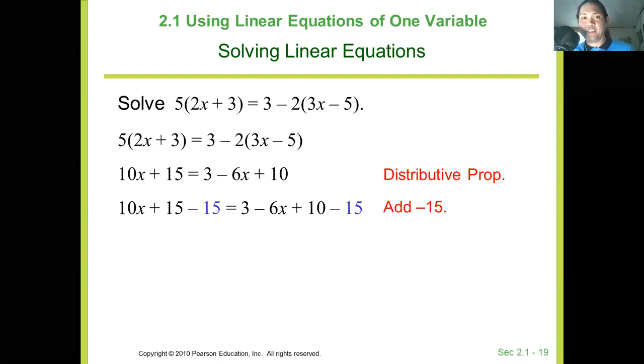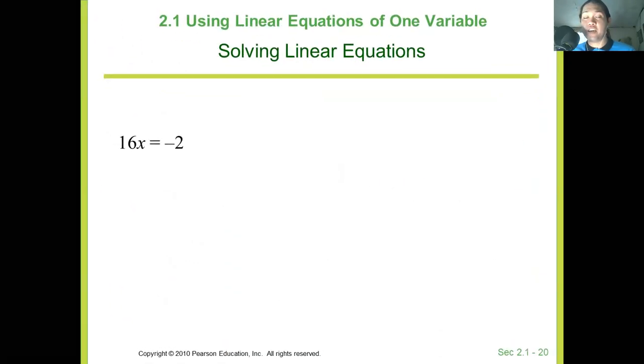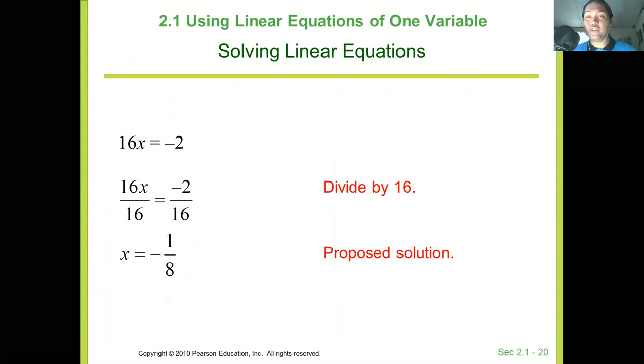So you add negative 15 to both sides of the equation and combine like terms. Then you have 10x is equal to negative 6x minus 2. Then you add 6x to both sides so that we can combine like terms for the terms having variables. So by combining like terms that gives you 16x is equal to negative 2. Divide both sides by 16, and that gives you the proposed solution x is equal to negative 1 over 8.